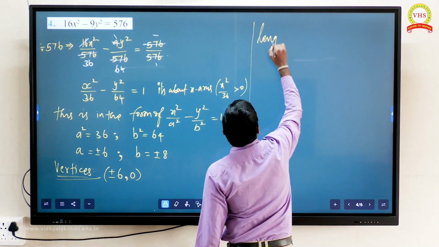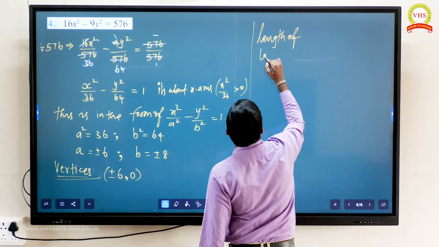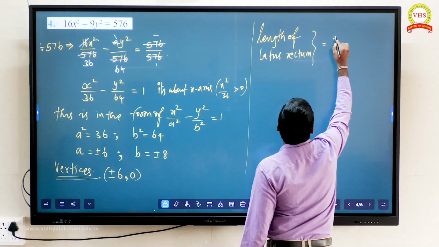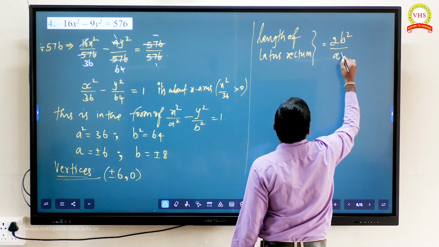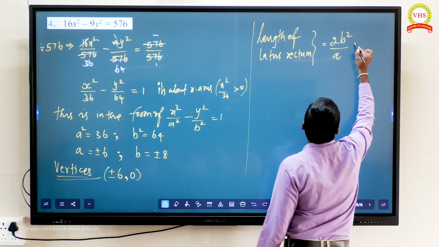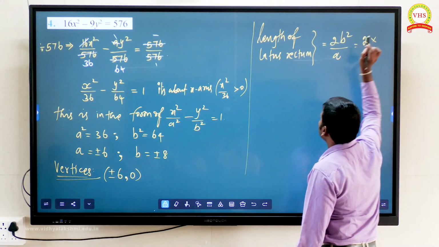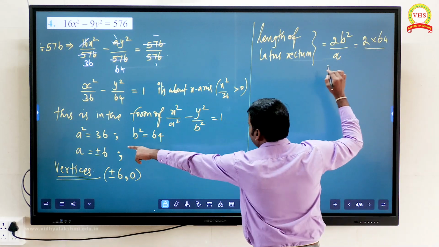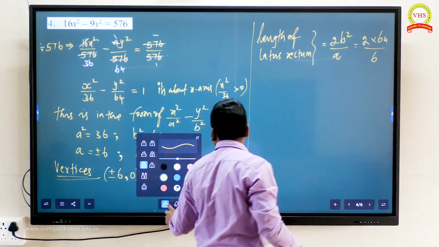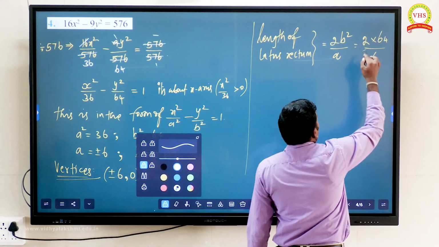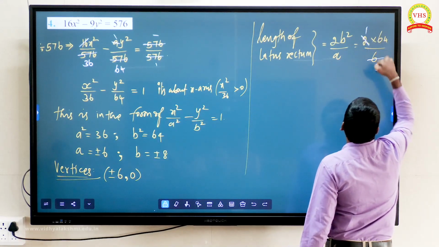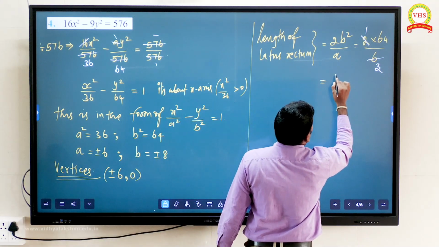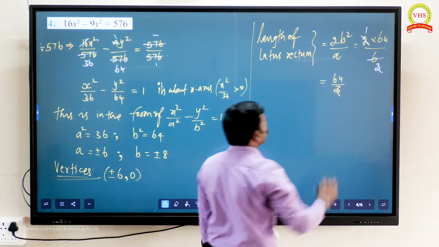So what is the length of latus rectum? Length of latus rectum equals 2 times b square divided by a, not a square, a. So 2 times b square, b square value 64, divided by a value we have as 6. Now you can cancel whatever is possible. Here 2 times 1, and 2 times 3. 3 and 64, not possible to cancel. Have you noticed it, children? So our length of latus rectum is 64 divided by 3 units.